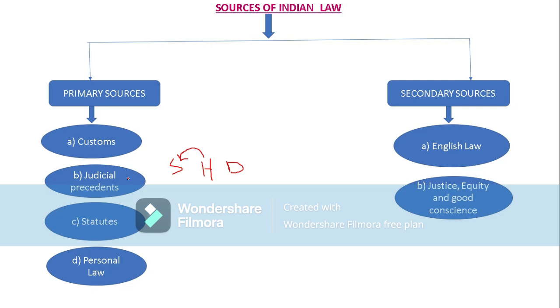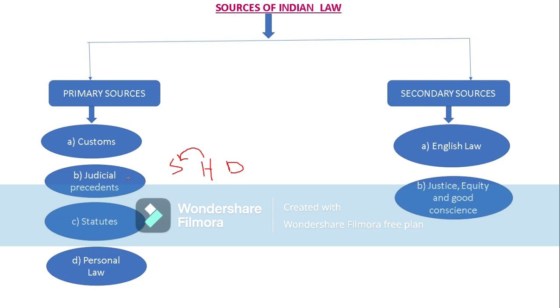If we see the types under judicial precedents, it has two parts: ratio decidendi and obiter dicta. Ratio decidendi means the lower court judges are obliged to follow it whenever the question of law arises, whereas obiter dicta does not hold any binding authority on the subordinate courts. It is a general observation of the judge, and it only has persuasive value over lower courts.